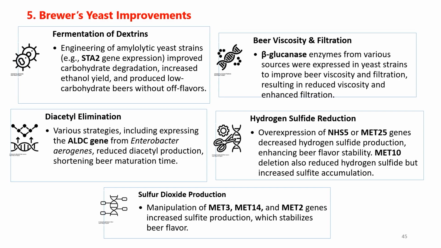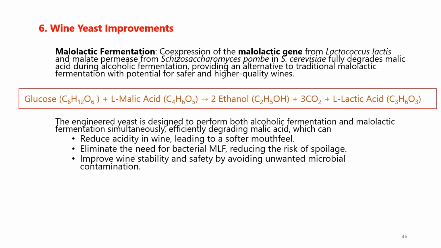shortening beer maturation time. And then attempts were there for hydrogen sulfide reduction by overexpression of MET5 or MET25 genes, which decreased hydrogen sulfide production, enhancing beer flavor stability. MET10 deletion also reduced hydrogen sulfide but increased sulfite accumulation. Then there have been attempts for sulfur dioxide production, where manipulation of MET3, MET14 and MET2 genes increases sulfite production, which stabilizes beer flavor.